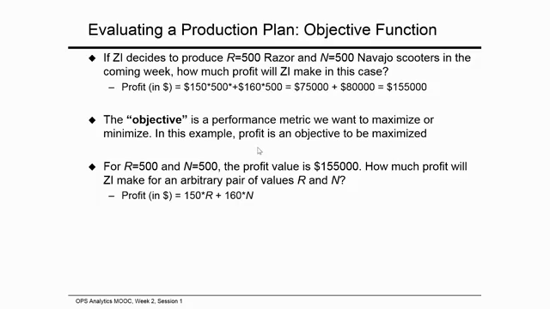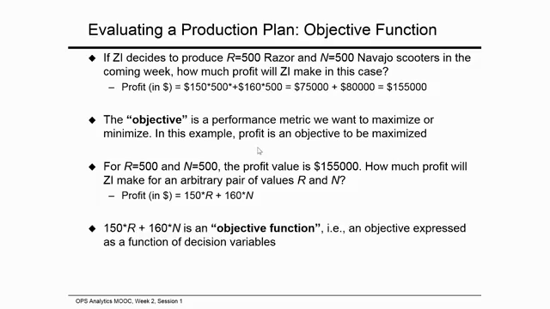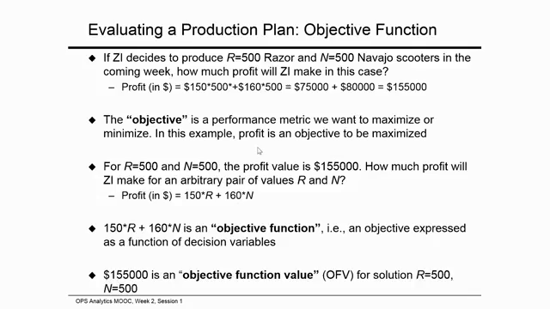For example, if the number of Razor scooters produced is R and the number of Navajo scooters produced is N, the achieved profit value will be 150 times R plus 160 times N. The formula that expresses the objective as a function of decision variables is called an objective function. And the objective function value is what we get if we plug a particular combination of decision variable values into the objective function. So, if we plug 500 and 500 into that formula, we get the objective function value of 155,000.